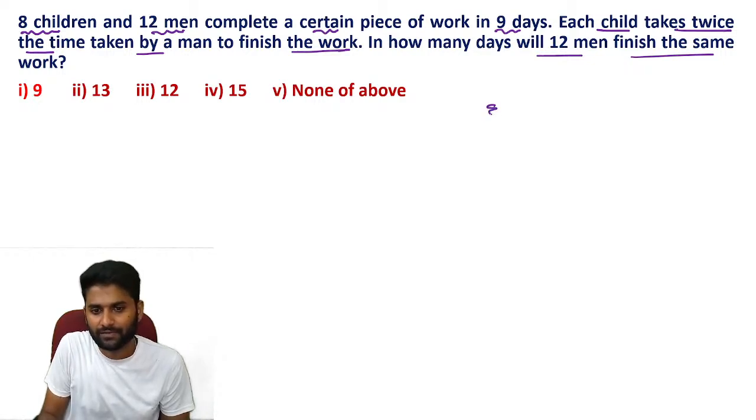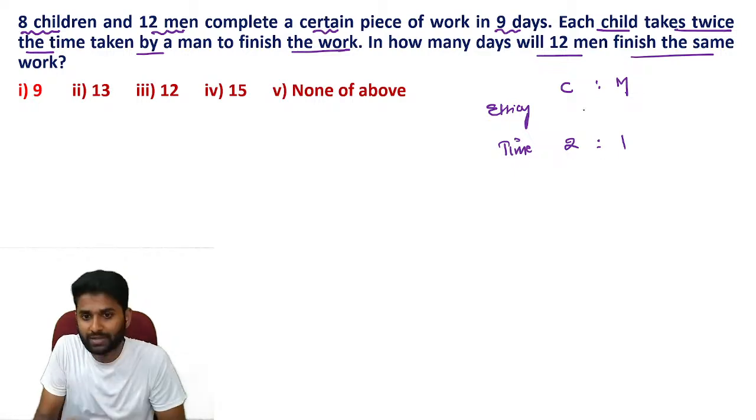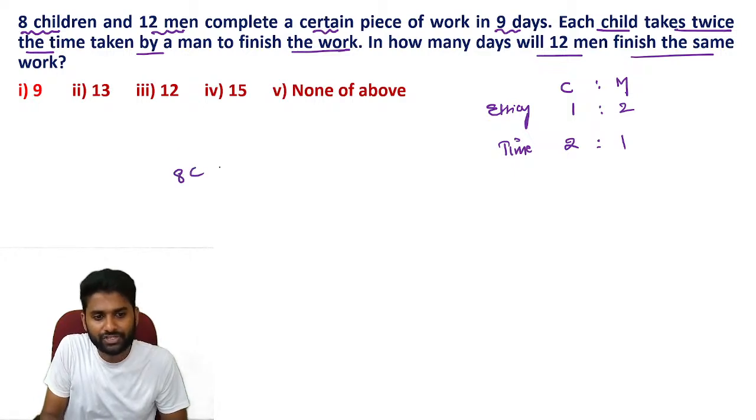Now see, first identify the efficiency ratio of child and man from the time ratio given. They clearly mention that each child takes twice the time compared to men. If the time ratio is 2 is to 1, then the efficiency ratio is 1 is to 2. Now see, 8 children, 12 men. What is the per day work?